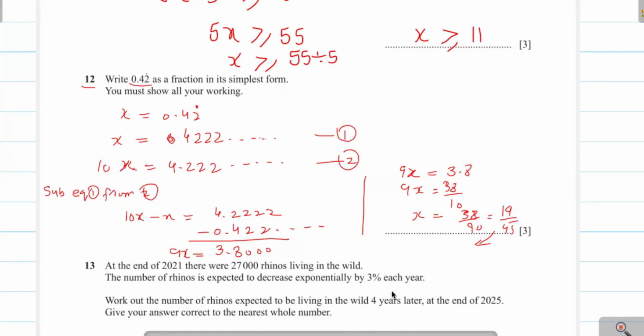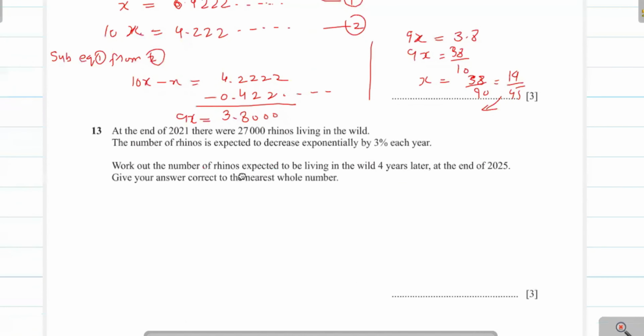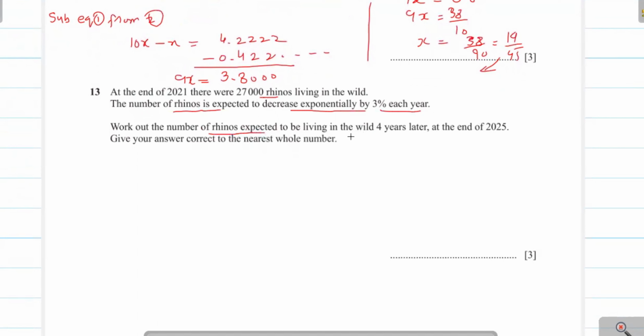Now we move to the next question, question number 13. At the end of 2021, there were 27,000 rhino living in the wild. The number of rhinos is expected to decrease exponentially by 3% each year. Find the number of rhino expected to be living in the wild 4 years later at the end of 2025. Give your answer to the nearest whole number.